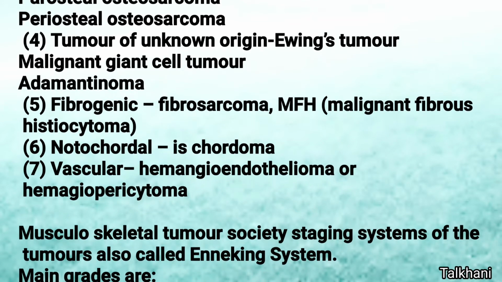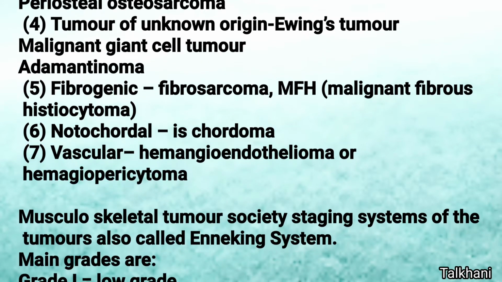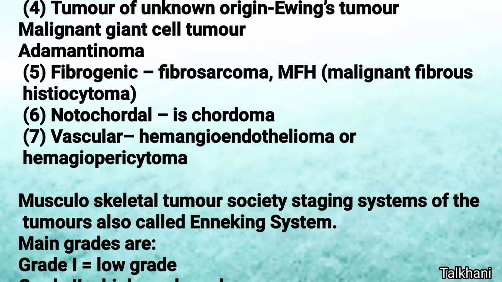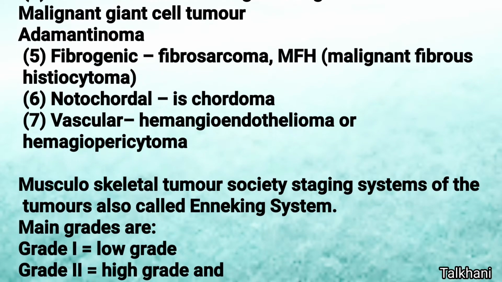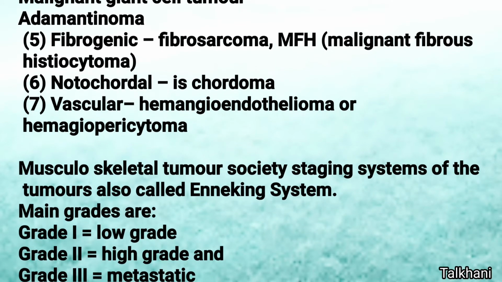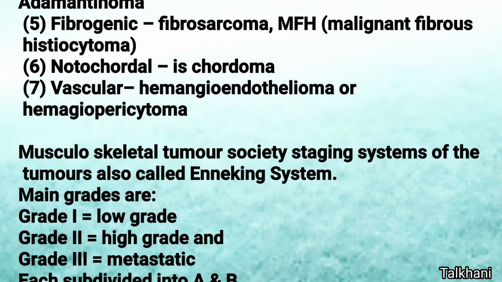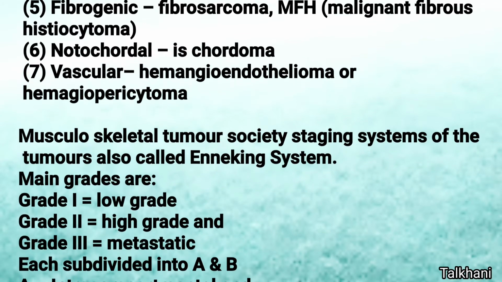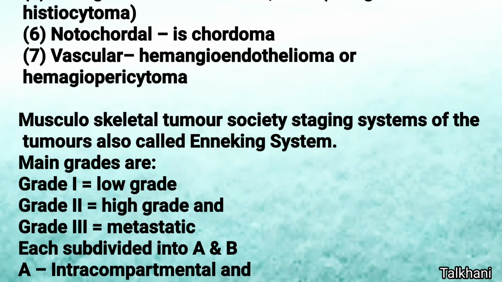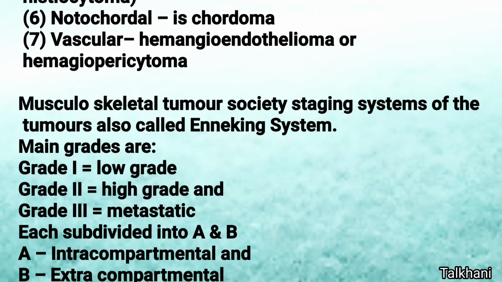Number 5, fibrogenic malignant bone tumors are fibrosarcoma or MFH. Number 6, notochordal malignant bone tumor is chordoma. Number 7, vascular malignant bone tumors are hemangioendothelioma or hemangiopericytoma.